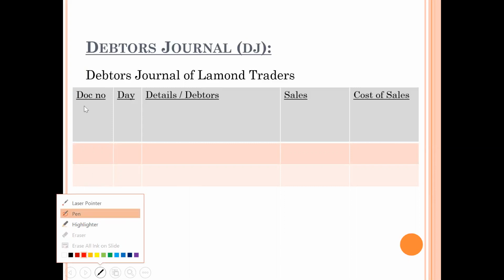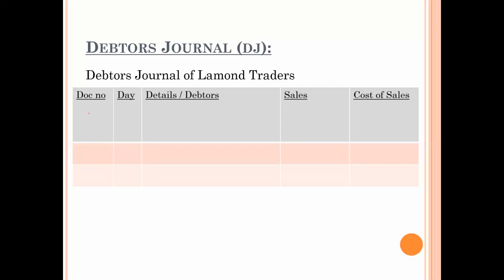The first column is the document number column. There you're going to write in the source document that we have said is the invoice, and whatever the invoice number is. The next column is the day column. It is the day on which the transaction happened, like on the 3rd or the 8th or whatever. Then details or debtors. There you look out for a name of a person, a name of a debtor in the transaction, and that is what you're going to write in there, for instance, Peter Smith.